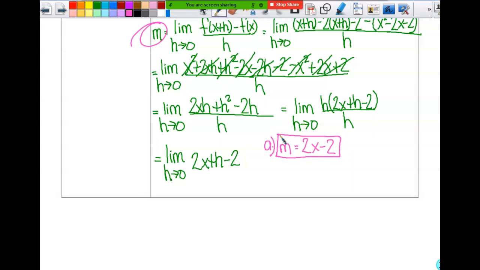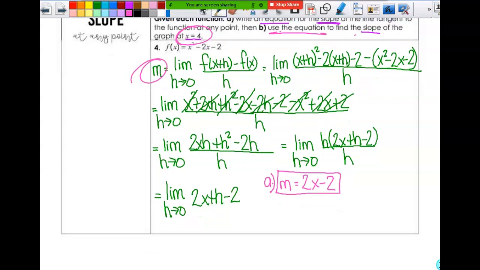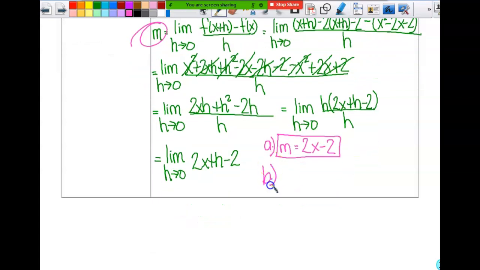It's an equation for the slope. It's not an equation of the line, but I can pick any x value that works on my function. If x is 10, then the slope of the curve is going to be 18. Make sense? And then it asks me to find the slope. So the B part, it says use the equation we just came up with to find the slope of the graph at x equals 4. So for the B part, I do m is equal to 2 times 4 minus 2, which is 6. So m equals 6 here. M equals 6 when the x value is 4.